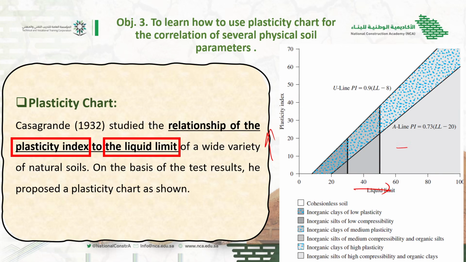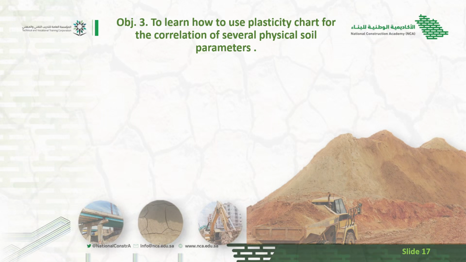This is light gray, this is medium gray, and this is dark gray. This is light gray with blue dots, this is medium gray with the same blue dots, and this is dark gray with blue dots. So these colors show different types of soil. You can see here this gray means it is inorganic silt. Light gray with the blue dots shows inorganic soil. Medium gray, this one, shows inorganic silt. When you solve the numerical problems, you will understand this very easily.